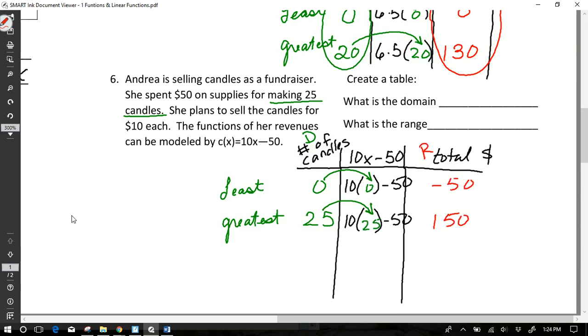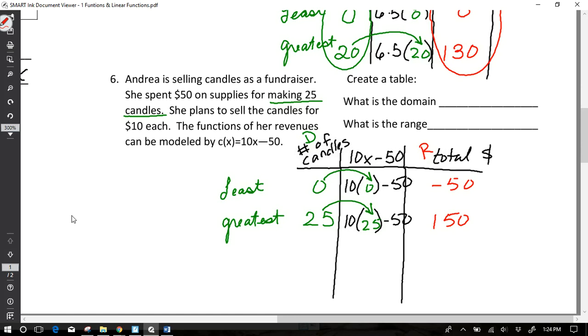So we've simplified. 10 times 0 is 0. 0 minus 50 is negative 50. So she would have lost $50 and not earned anything, just the money that she spent on her supplies. And then if she sells all 25, 25 times 10 is 250, and then 250 minus 50 is $150. Great. So we have filled in our table.